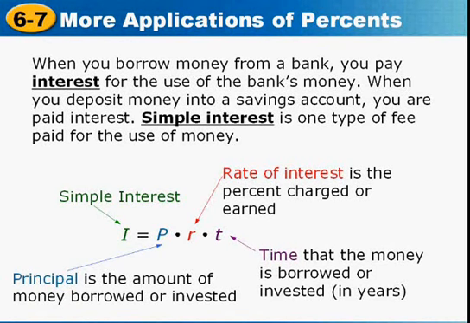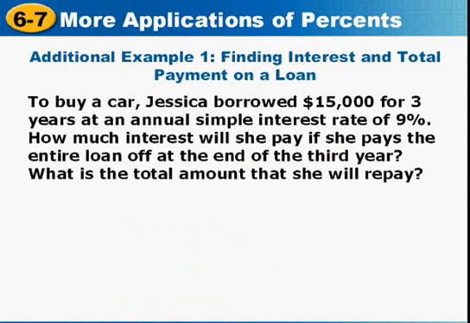I is simple interest. P is principal, the amount borrowed. R is the rate of interest. Remember, rates are written like ratios, and those look like fractions, and those can be changed to decimals, to percents. So rate of interest is usually given to you as a percentage. That is your R. T is the time that the money is borrowed or invested, in years. Not months, not days, years.